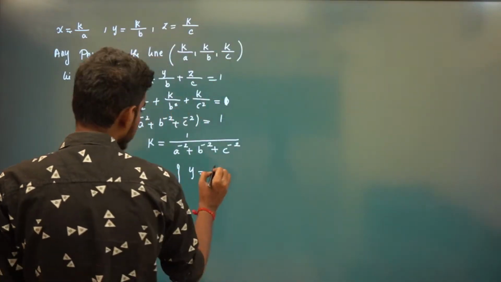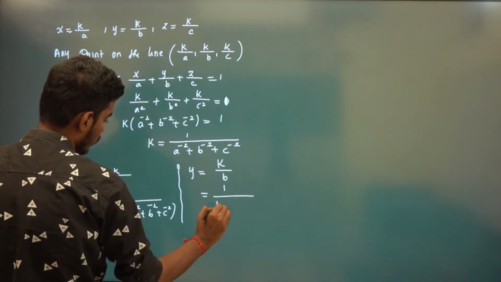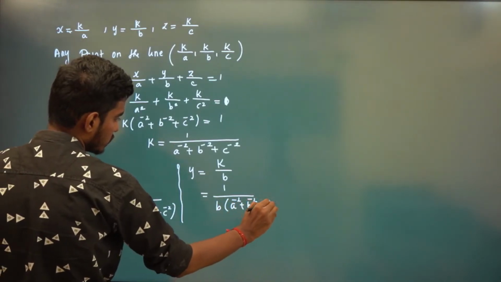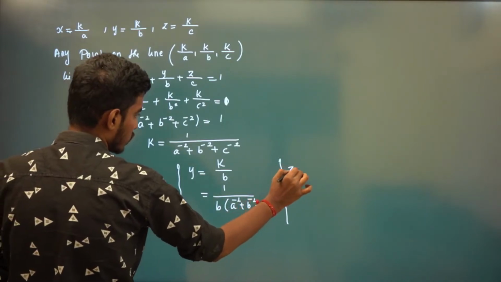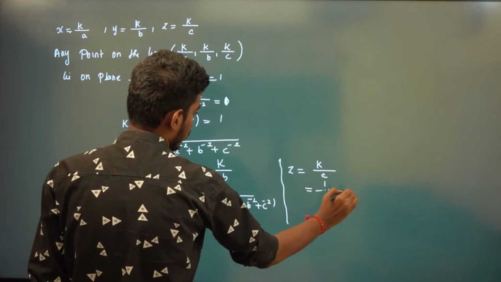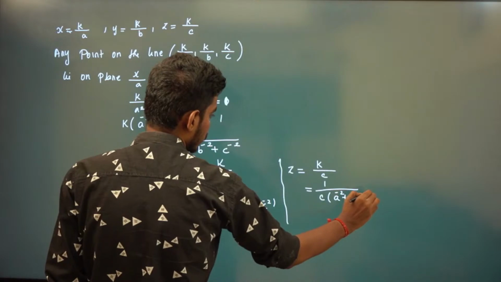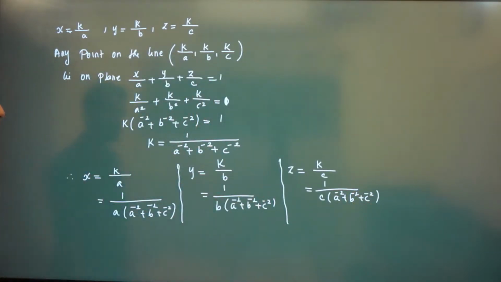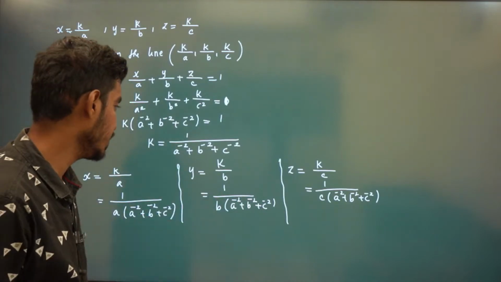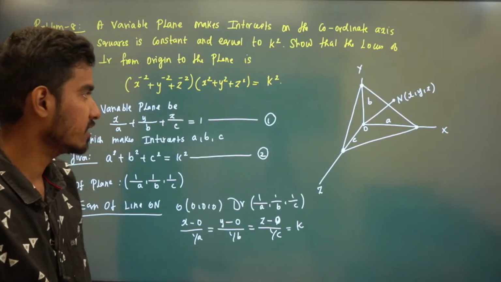So similarly, y is k by b. So 1 divided by b into a power minus 2 plus b power minus 2 plus c power minus 2. And z is k by c. So 1 by c into, I'm just substituting the value of k here. So you know x, y, z. Now very easy. And everything is in terms of ABC only. Now substitute this here and here and prove that it is equal to k square.